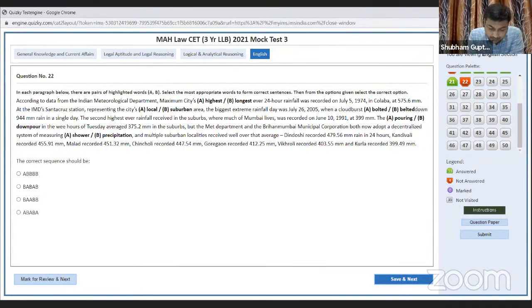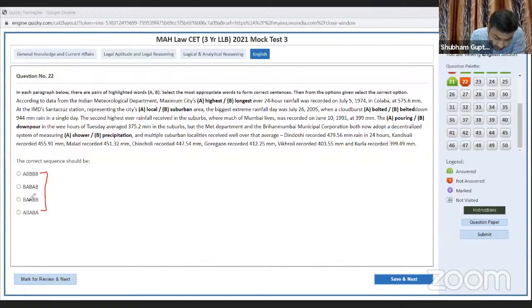Oh, again, a big one. So let's read it. According to the data from the Indian Meteorological Department, the maximum city's highest, longest ever 24-hour rainfall record. Rainfall is always highest, I think. The highest rainfall is in Cherrapunji or something like this. So I think the first one should be A. What do you think? What does everybody think? So the first one should be A. Now I will go with either this or this. So the first one is A according to me.